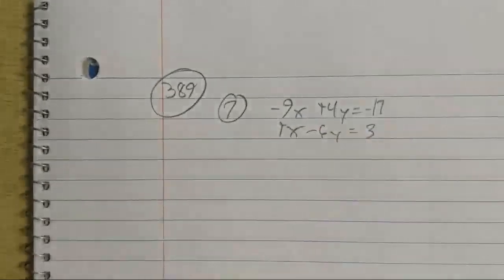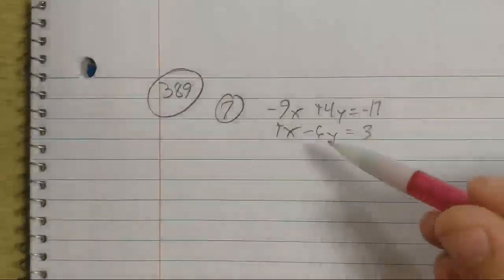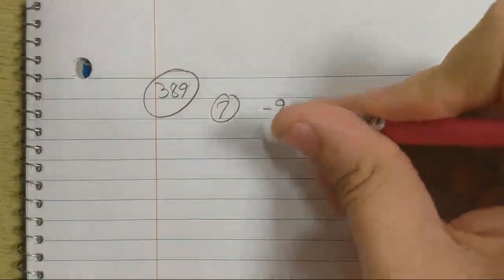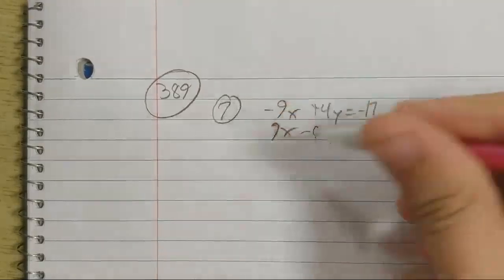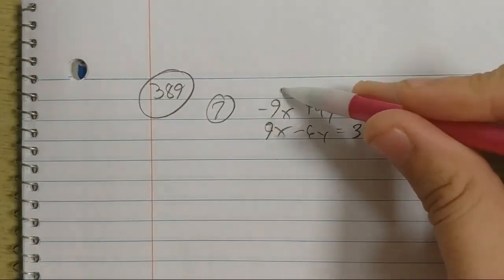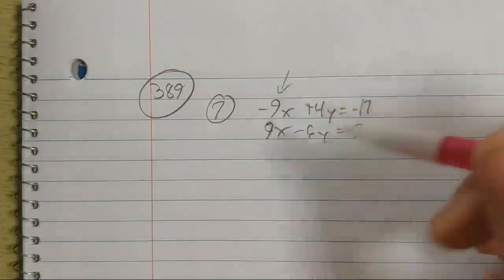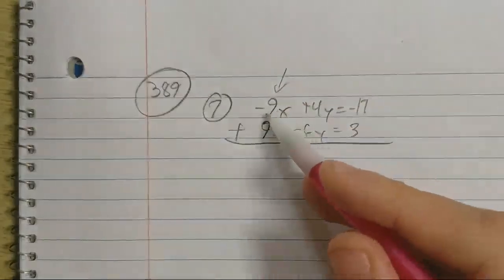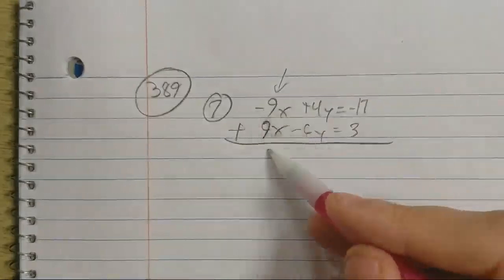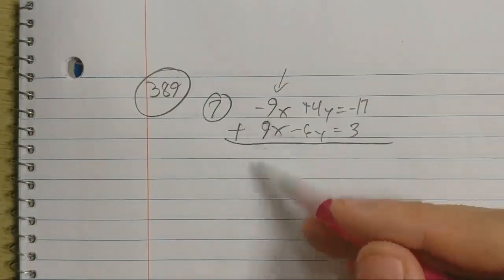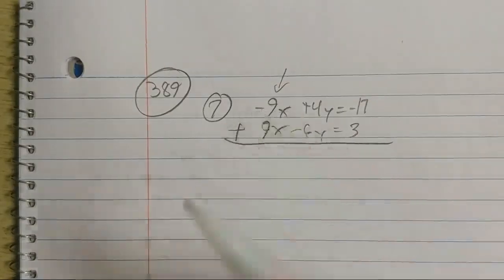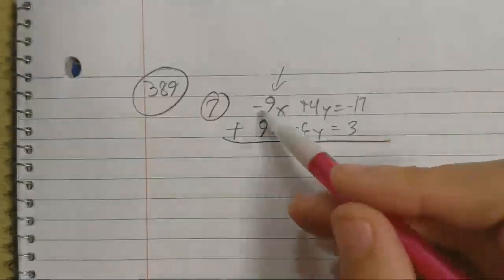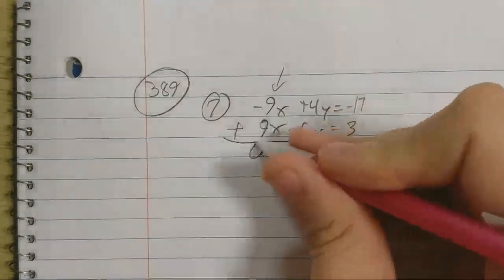Real easy. We've got to look at this and say, does one of these variables match in terms of the numbers in front? Well, look at this over here, 9 and negative 9. So I put a big plus sign because I want to get it to 0. If it was positive 9 and positive 9, I would subtract. If it was negative 9, negative 9, I would subtract. But since it's a negative and positive, I'm going to add. Negative 9 plus 9 is 0.